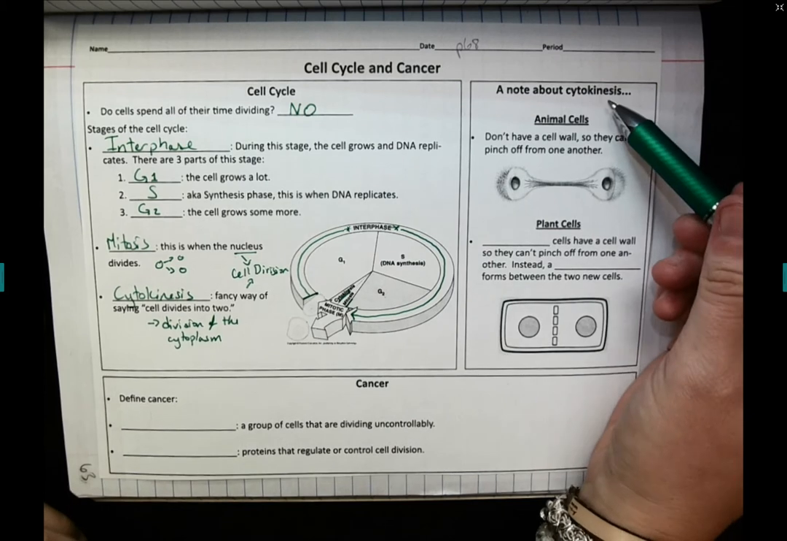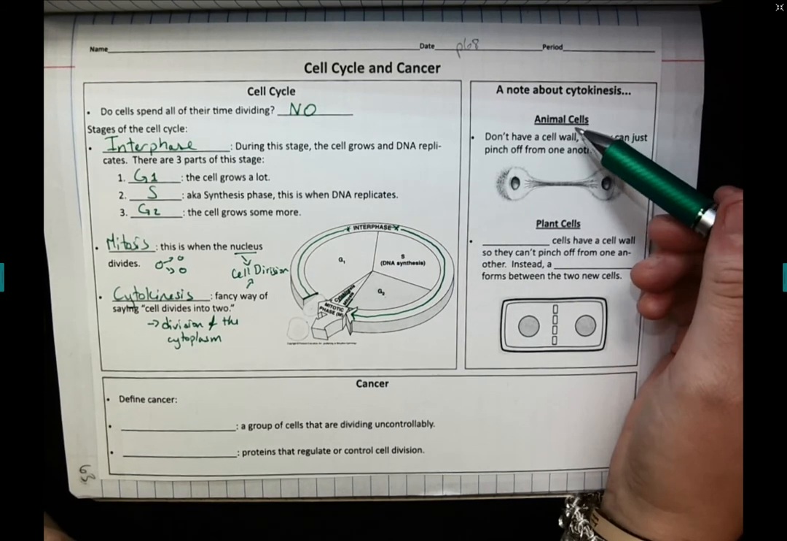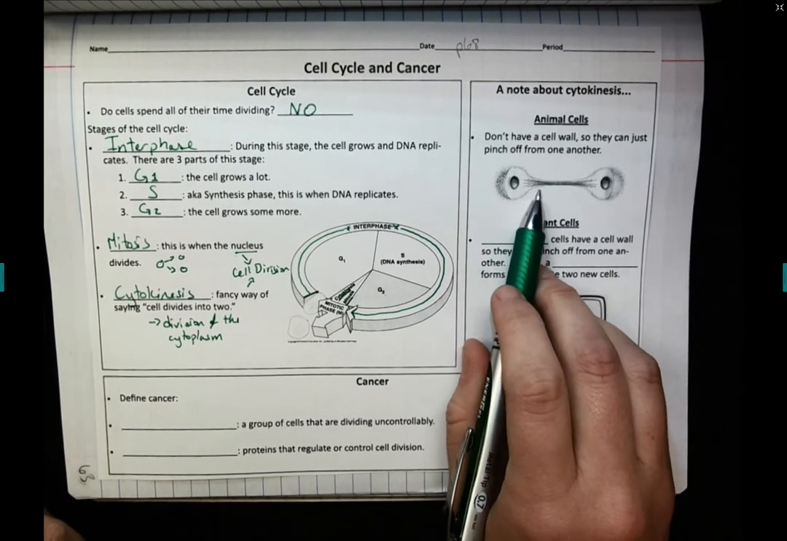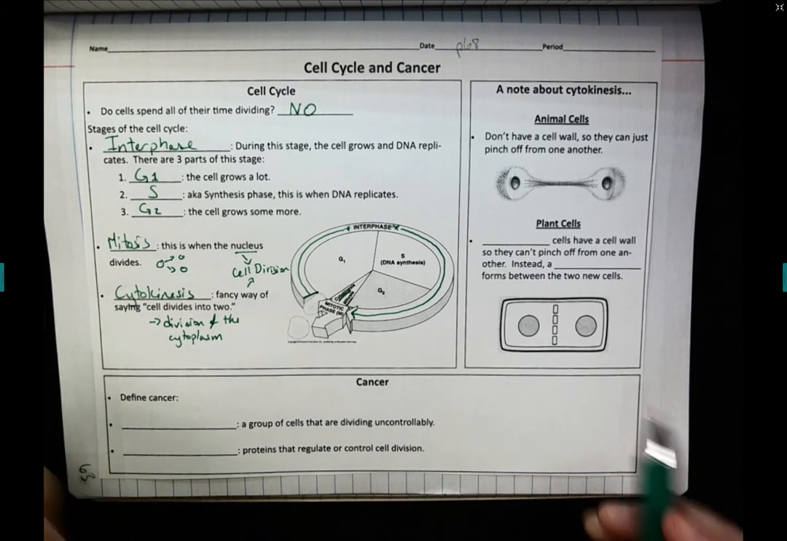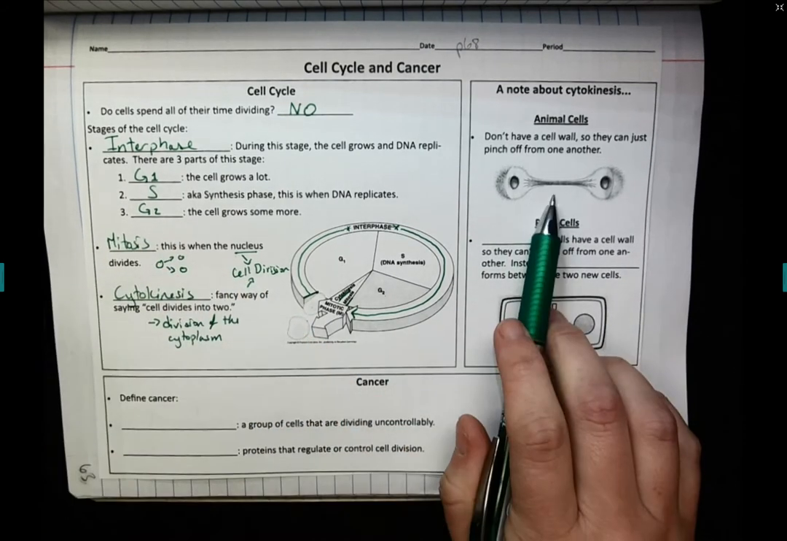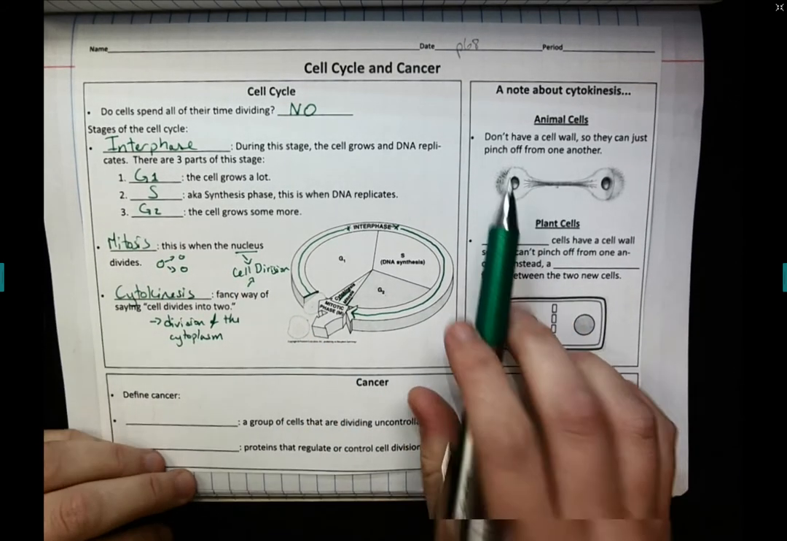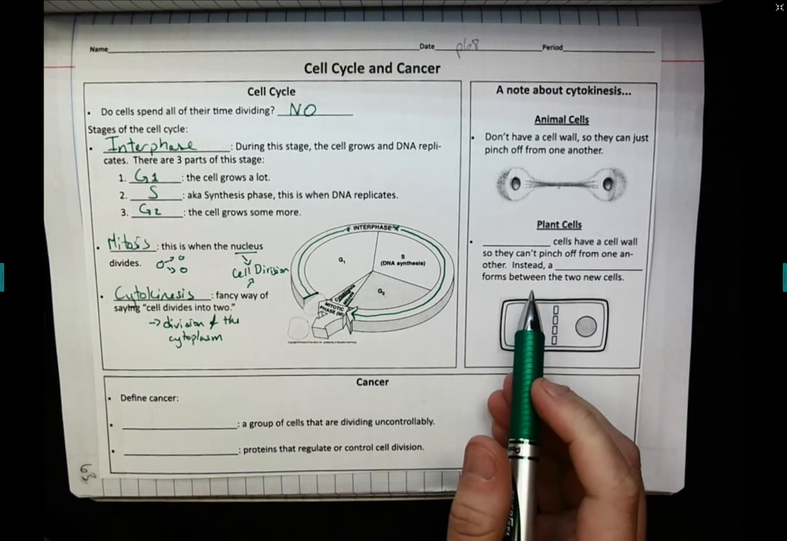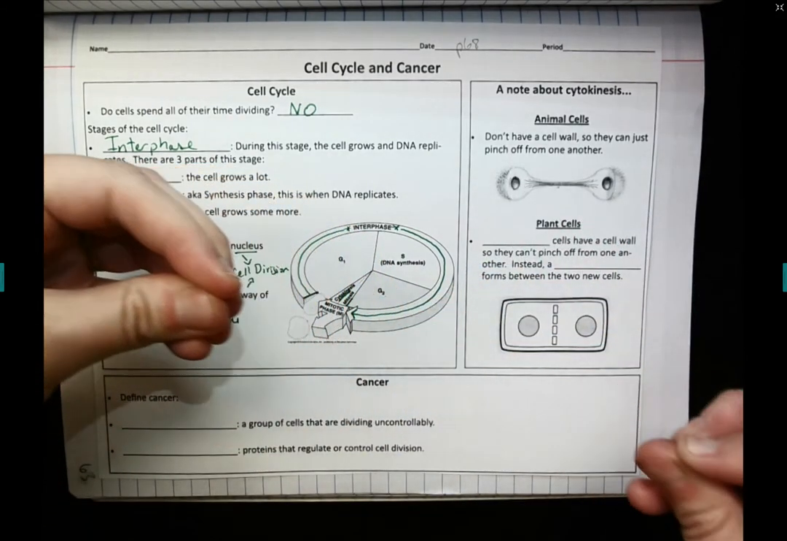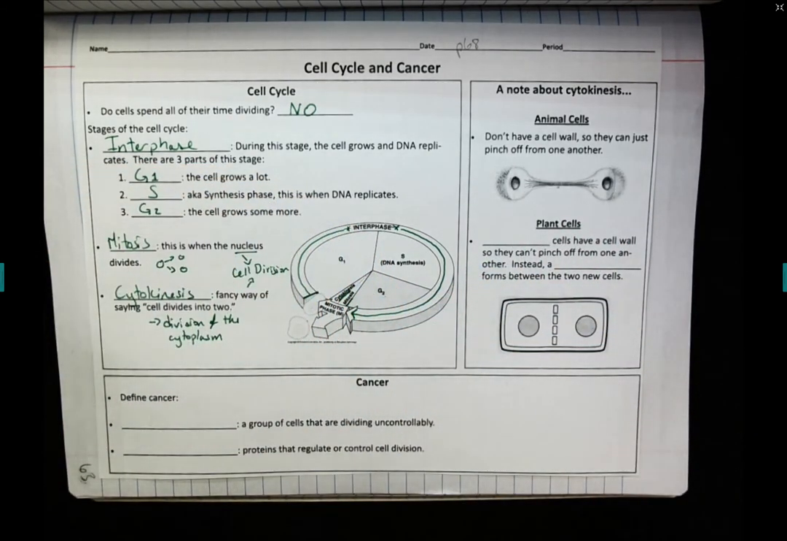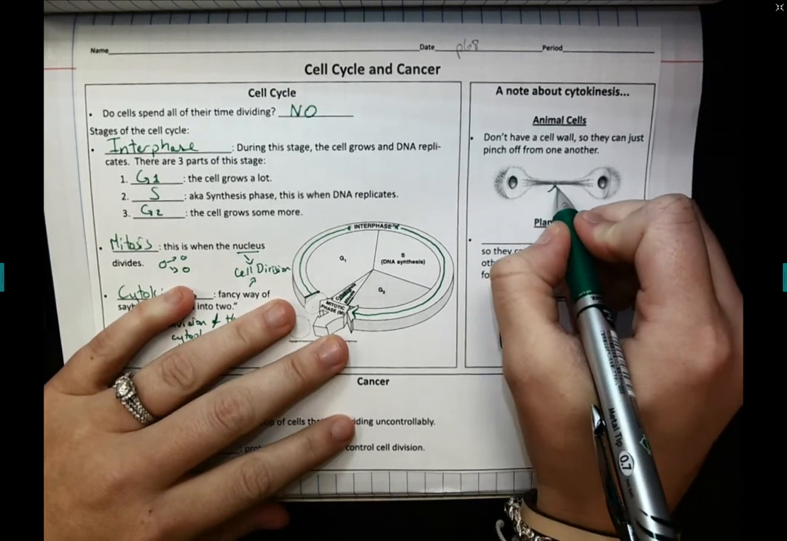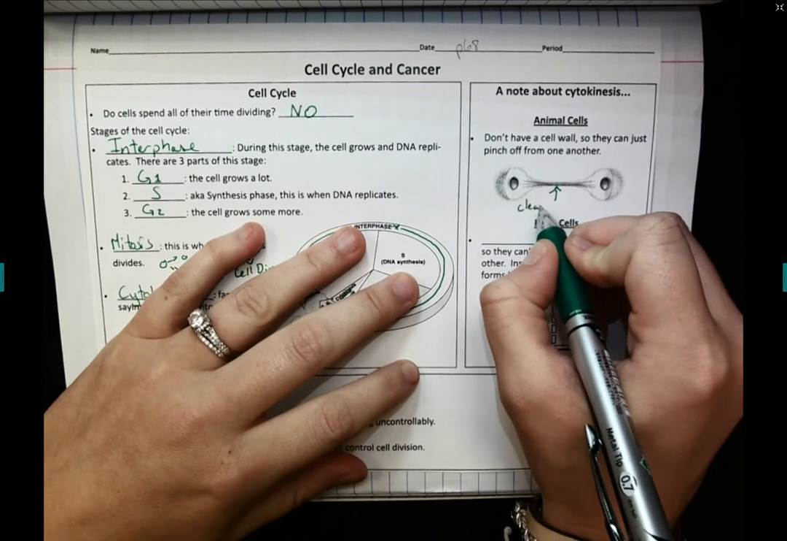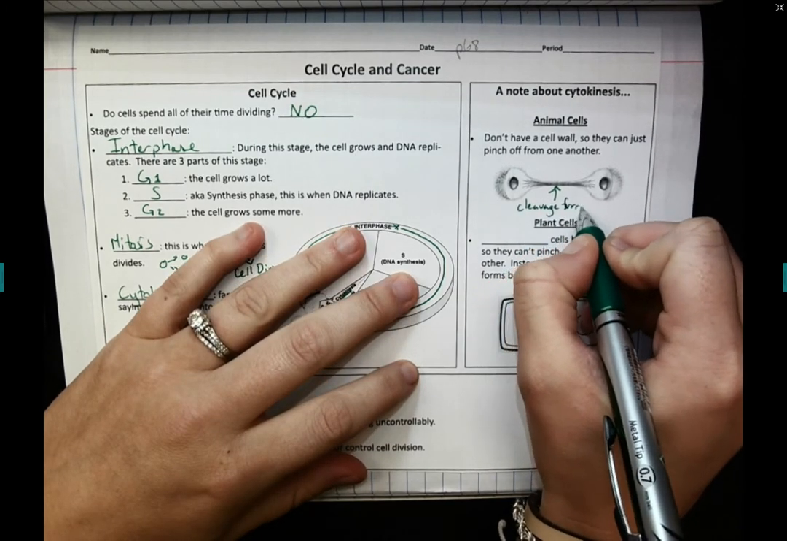A quick comment about cytokinesis. In animal cells, because there's no cell wall, the cytoplasm just simply pinches off from one another, and then it just spreads and spreads and spreads until eventually it kind of snaps, and then you end up with two individual cells. If you've ever eaten Laffy Taffy, you can stretch it, and then at some point you stretch it so thin that it pinches off. This pinching of the cytoplasm in an animal cell is called a cleavage furrow.